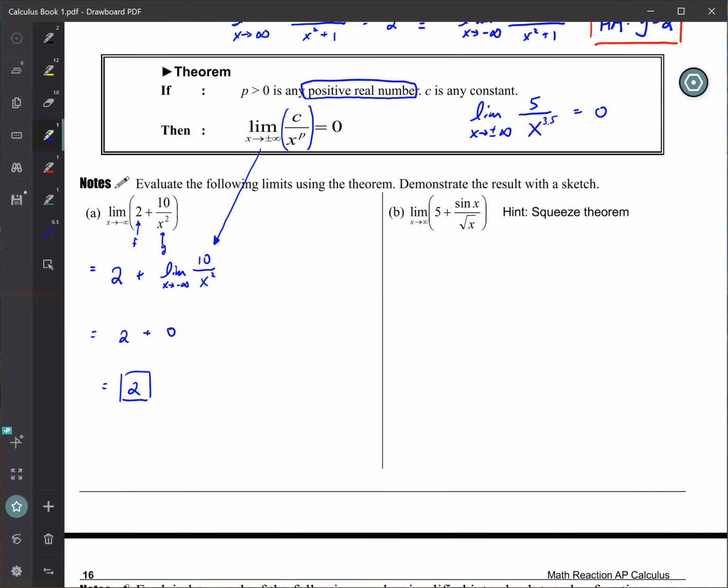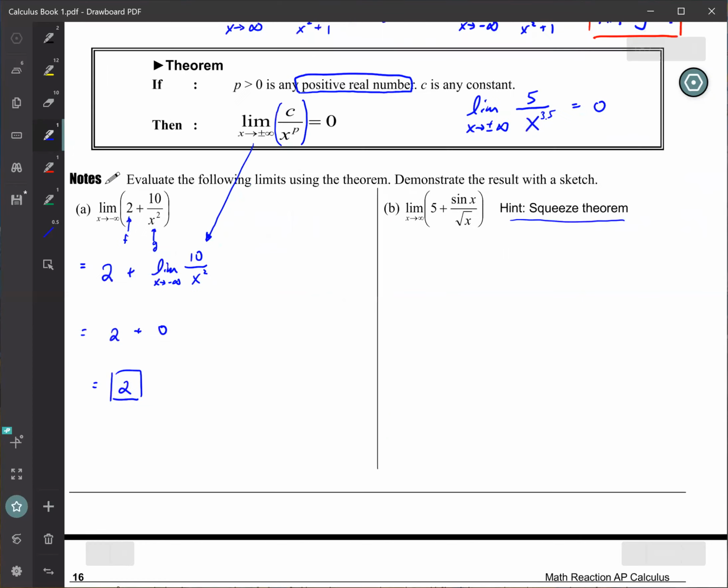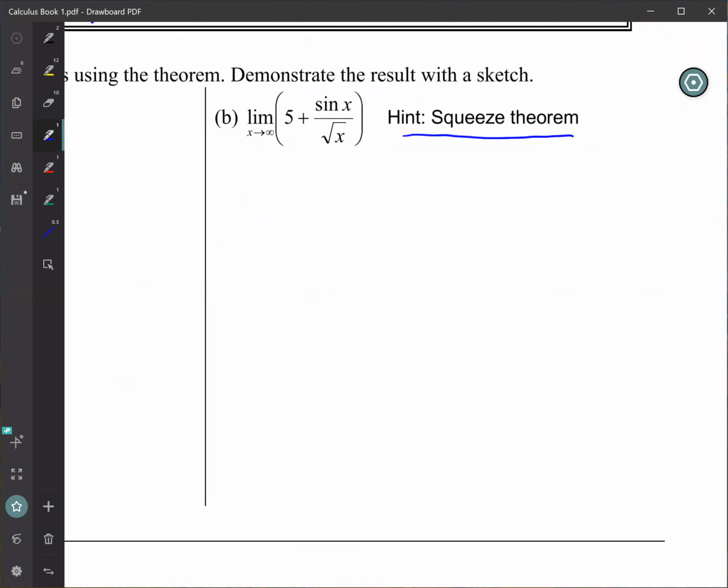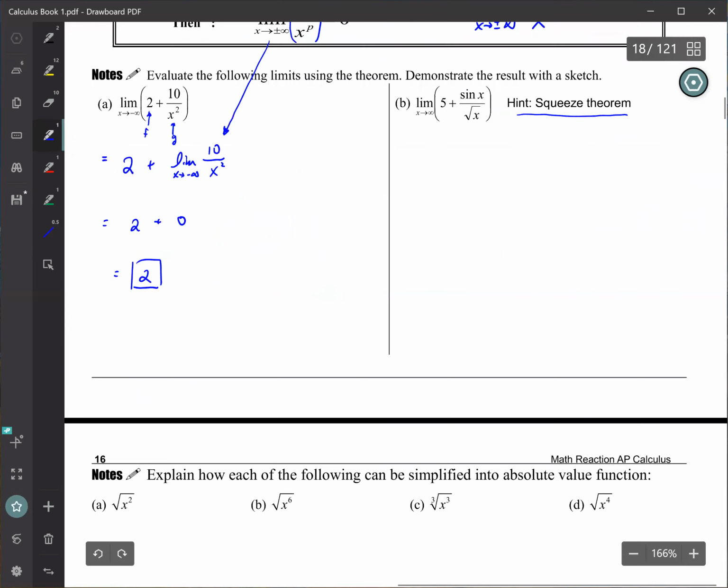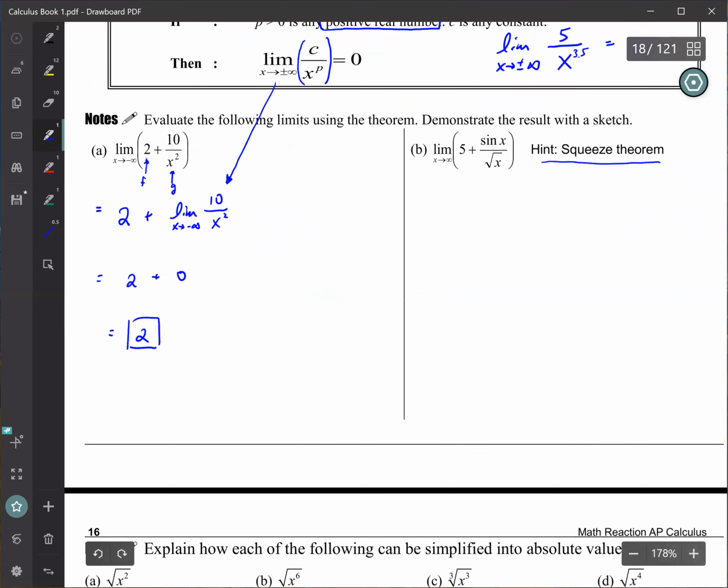Question B mentions the squeeze theorem, so that's a good chance to review what we learned last week. I would like you to try this on your own first. Think about which part needs the squeeze theorem. This one has adding, so you can use what we did on question A and do it separately. Find the limit of the 5 and then the limit of sine x over root x. If you forgot how to do the squeeze theorem, go back to the notes.